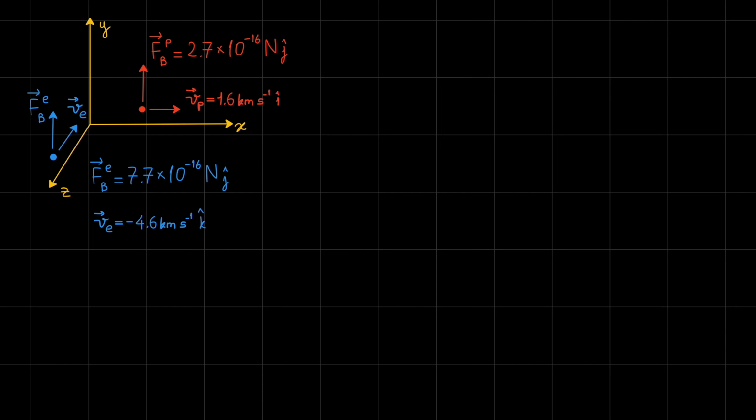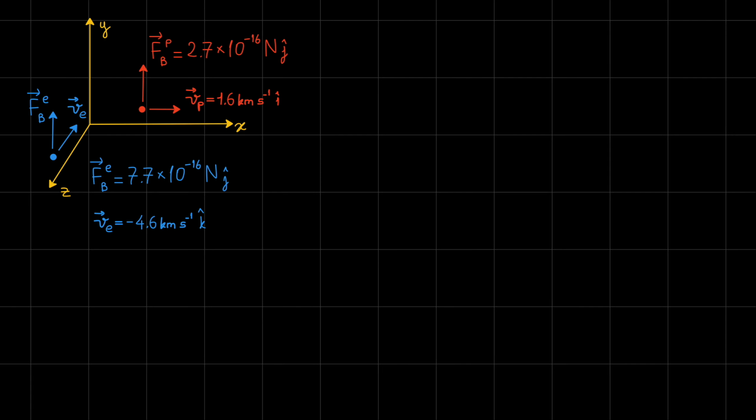Now, if we apply the right-hand rule to the proton, its velocity is in the positive x direction and the magnetic force is in the positive y direction. If you align your right hand in the direction of the proton's velocity in the positive x direction, with your thumb pointing up in the direction of the force, your fingers are curling into the page, that is the negative z direction. So that means the magnetic field is in the negative z direction, right?